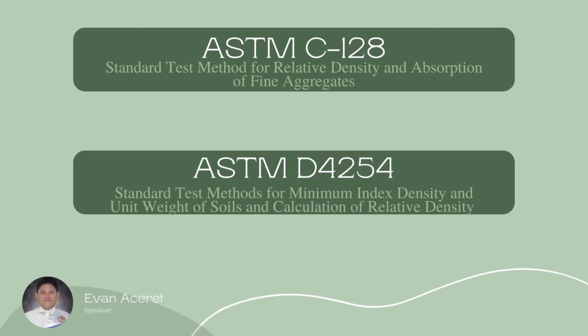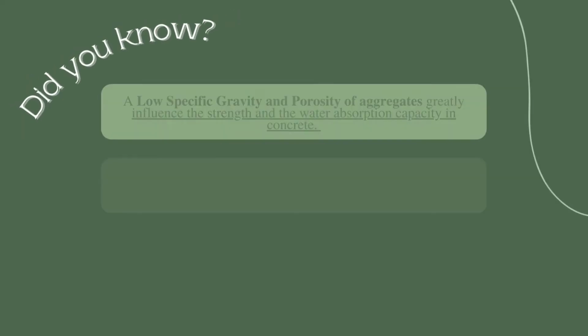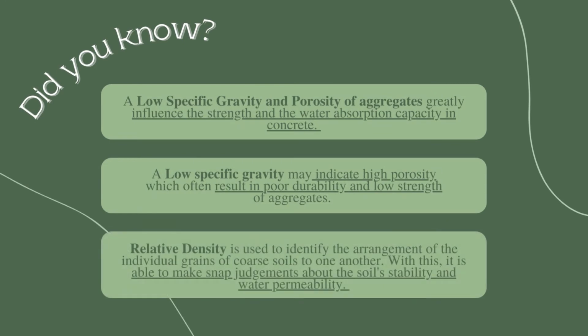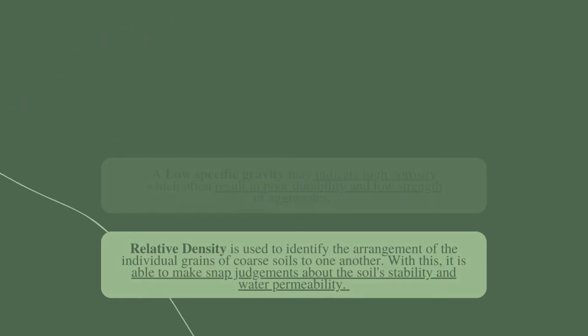The specific gravity and porosity of aggregates greatly influence the strength and water absorption capacity in concrete. A low specific gravity may indicate high porosity, which often results in poor durability and the low strength of aggregates. In addition, the relative density is used to identify the arrangement of individual grains of coarse soils to one another. With this knowledge, it is able to make snap adjustments about the soil stability or displacement capacity and its water permeability within the excavation. For this experiment, we target to meet these three objectives.